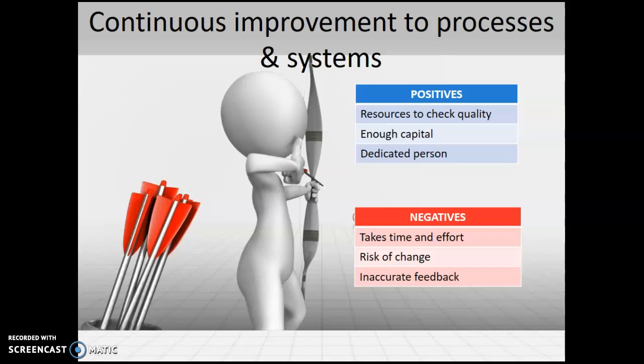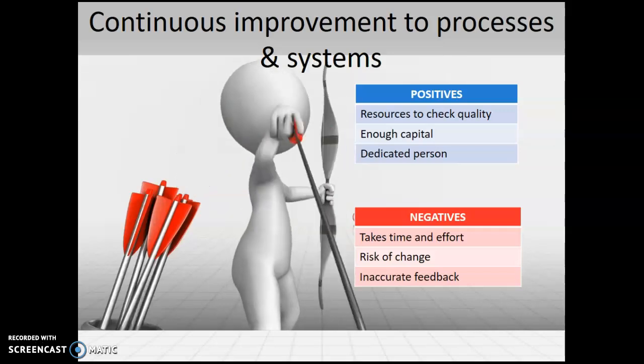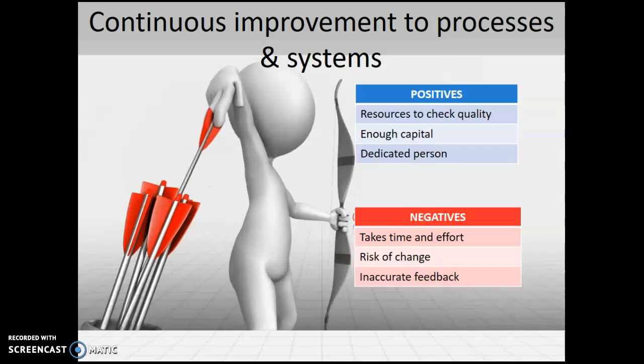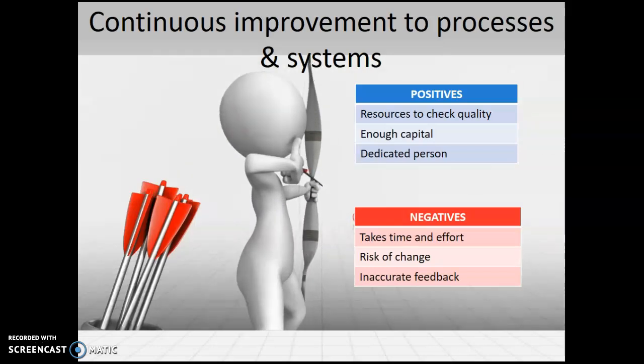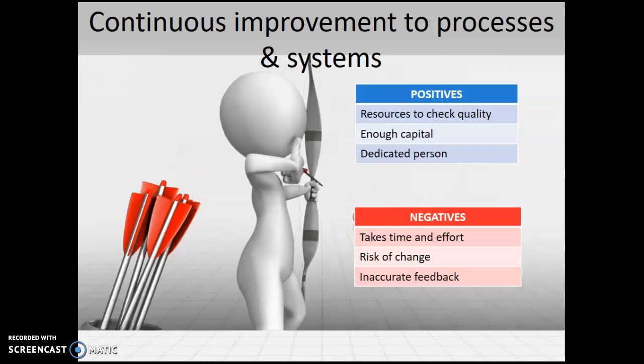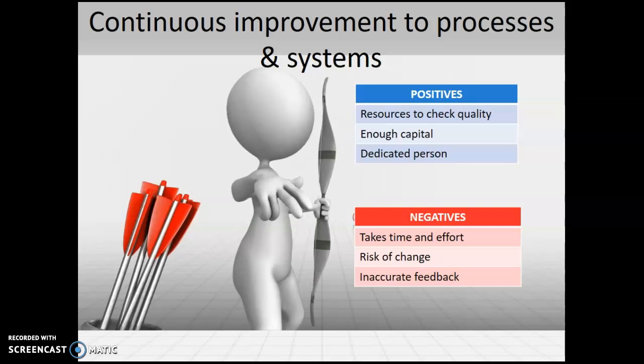Large businesses have resources to check on quality performance in every single unit. They have enough capital resources so that they can buy new equipment when they need it. They may have a person who is dedicated to the improvement of systems and processes.